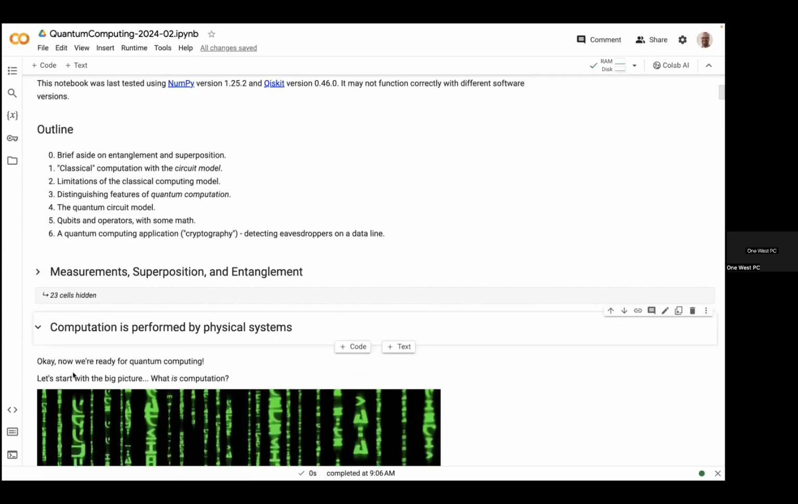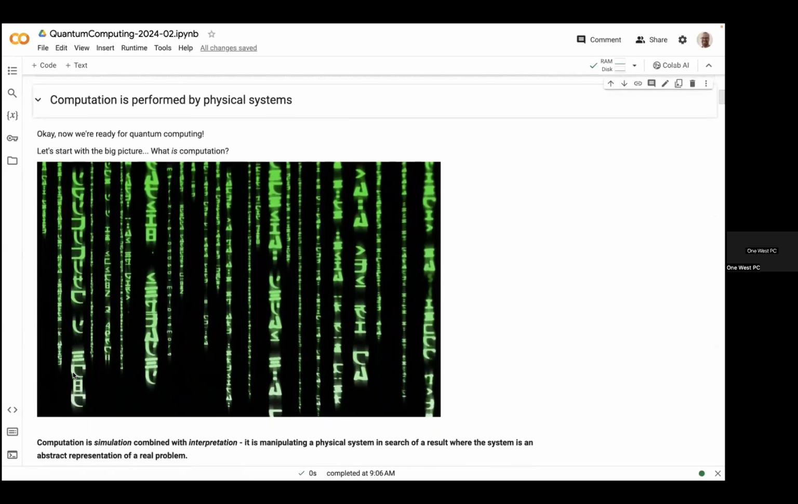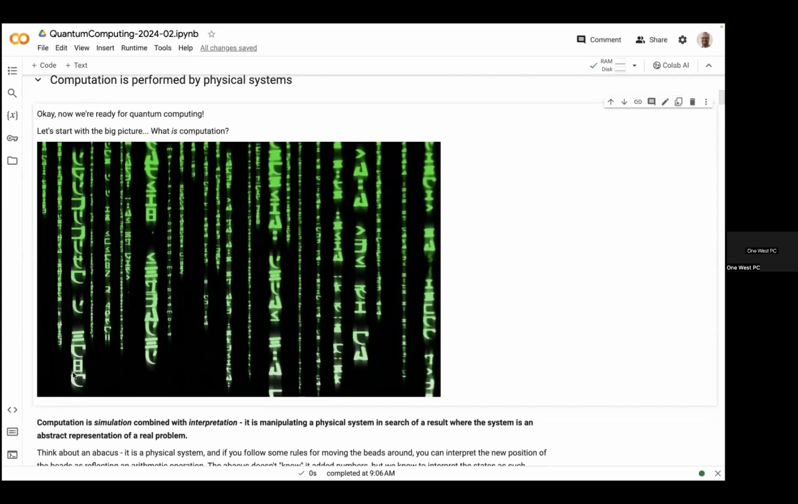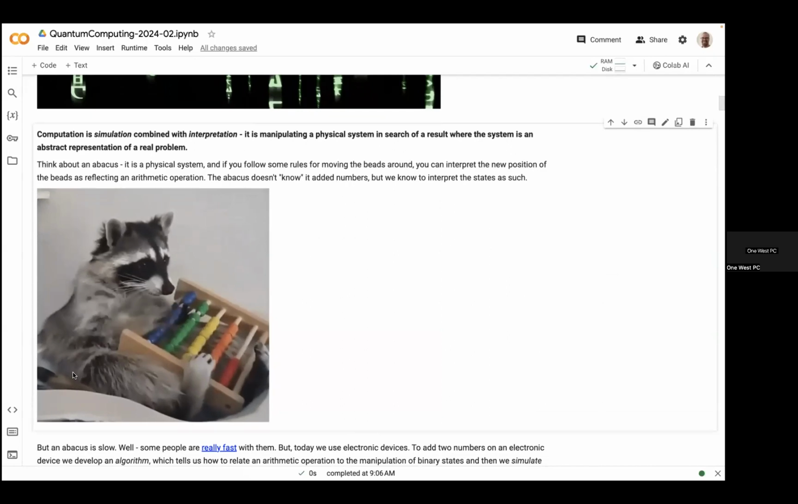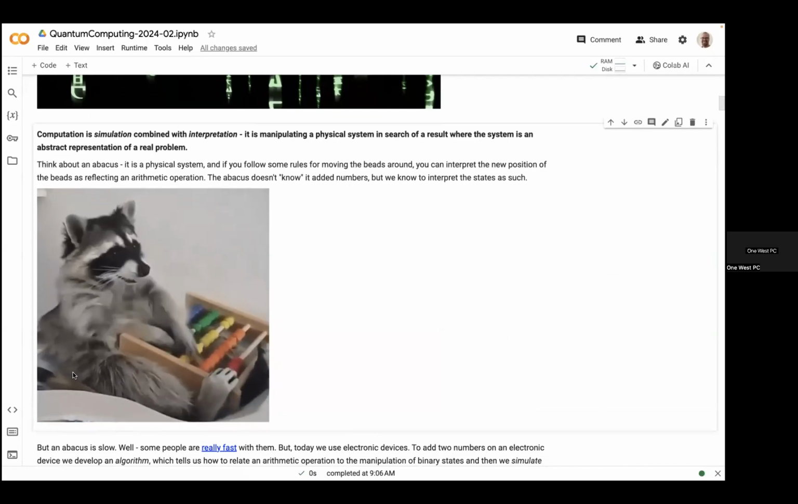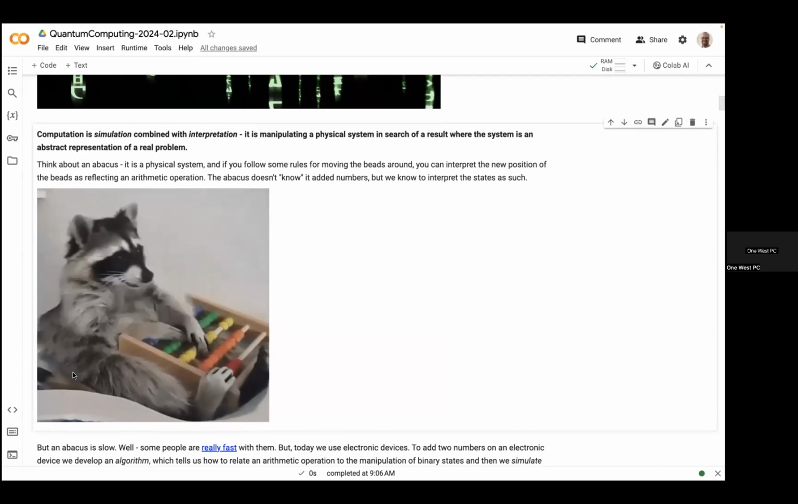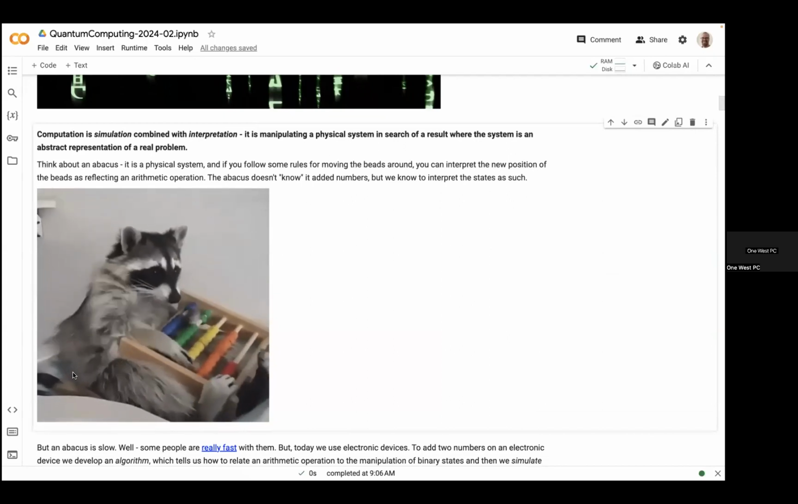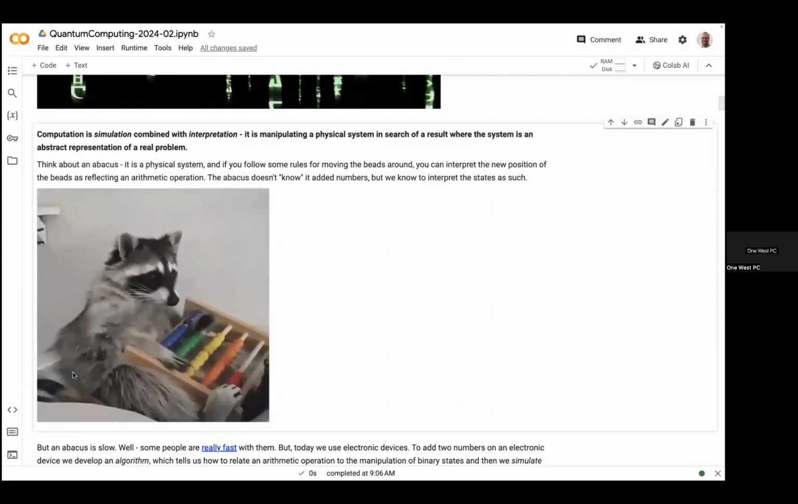What I'm going to do instead is just jump right into computation. So computation, I'm going to argue, is performed by physical systems. That's what computation is. I don't know if people have their own thoughts on what computation is. What does it mean to compute something? But I argue that it's simulation combined with interpretation. So it's manipulating a physical system in search of a result, where the state the system ends up in lets us use an abstraction to represent a real problem, right?